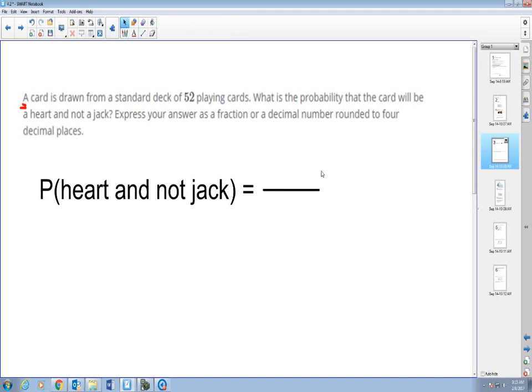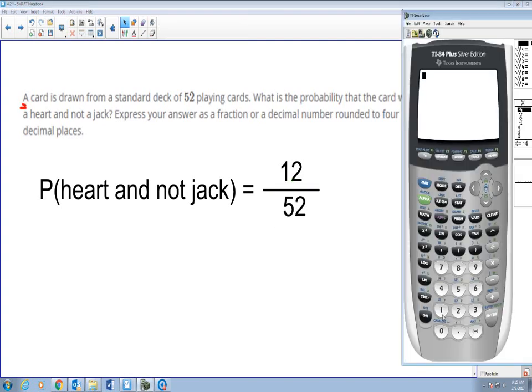Normally you can get 13 hearts, but one of them is the jack of hearts. So that means you only got 12. Okay, 12 ways to choose a heart and not a jack, out of my possible outcomes, 52. So 12 out of 52.